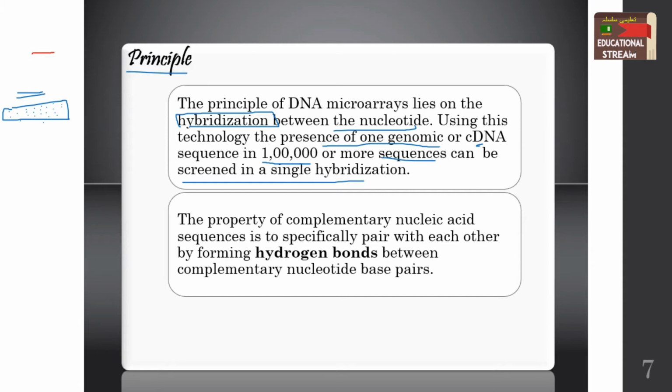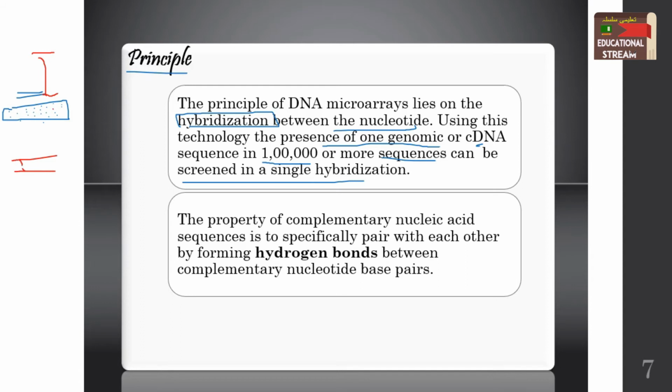So all the DNA fragments which we have immobilized on it are single stranded, and we are using the probe also, which is single stranded. When we apply this over here, suppose this red spot combines with this blue one. So we have identified or screened a single gene from 100,000 sequences, and their combination occurs due to hydrogen bonding between two strands of the DNA.